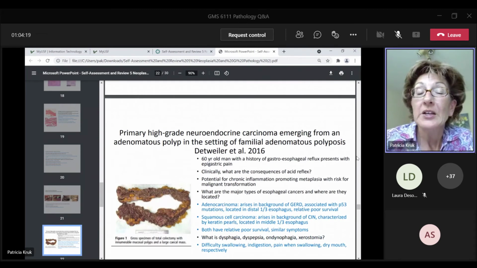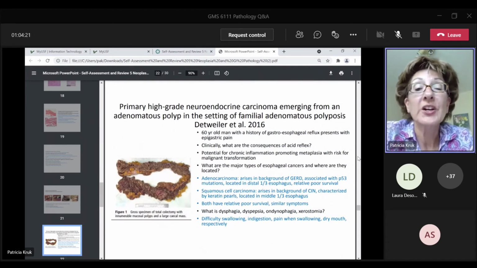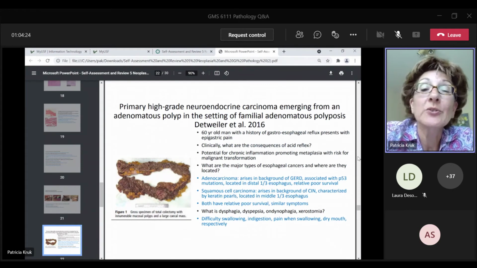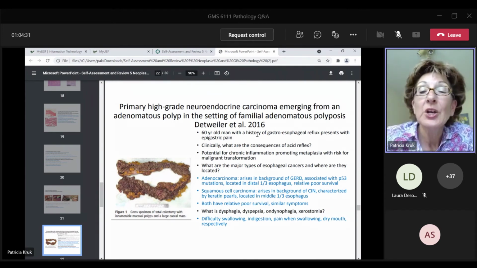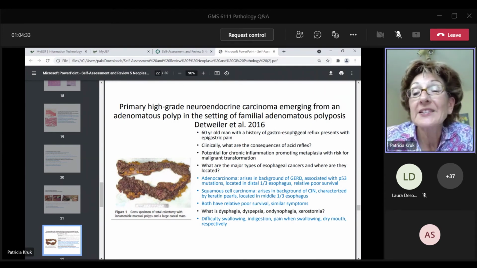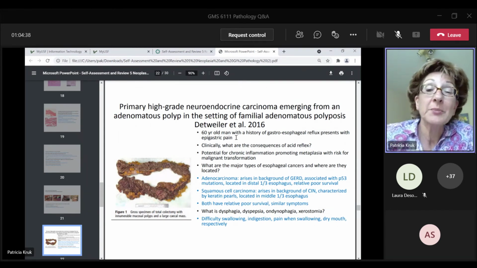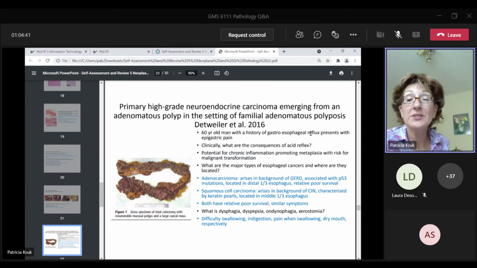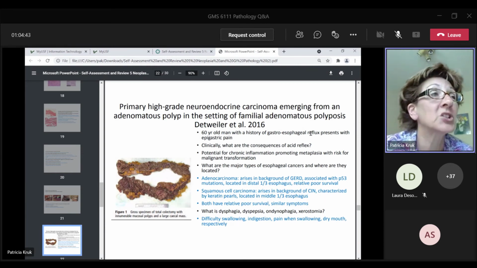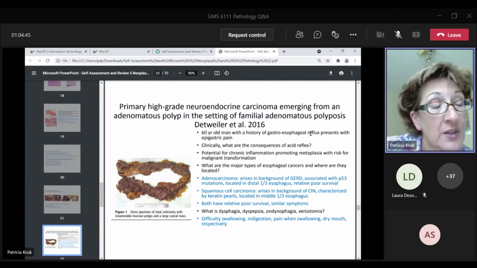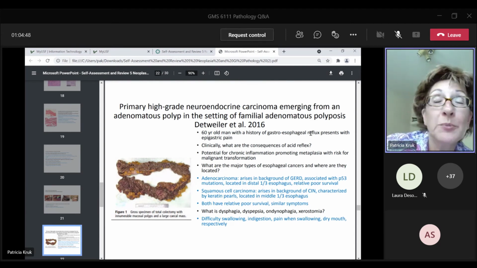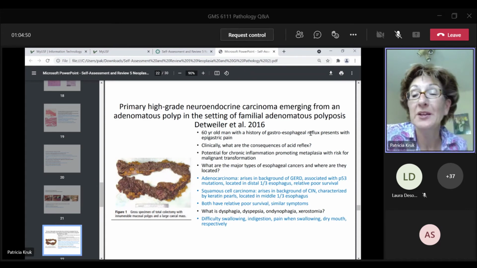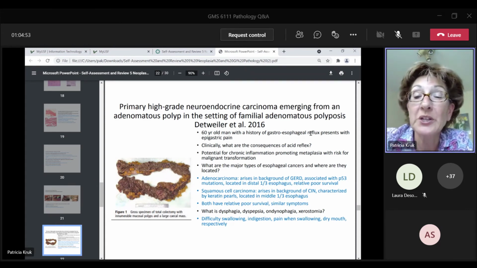All right. So going on a little bit more again on this GI tract, our second case talks about a high-grade neuroendocrine carcinoma arising in the background of FAP. And again, this is a patient who has a history of basically a gastroesophageal reflux. Okay, it shows up with epigastric stomach pain. Again, what are the consequences? Well, again, this long-term potential chronic inflammation anywhere within the GI tract, again, can promote metaplasia, and that is a risk factor for malignant transformation.